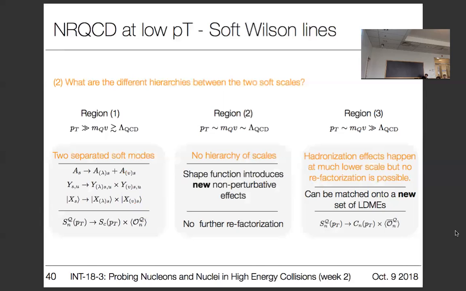And then there's region 3, which, if you're curious, you can ask what happens if MQ v is much larger than lambda QCD. Usually it's about 1.5 GeV. I wouldn't think that this is much larger than lambda QCD, but if you take it to be much larger, then you can match the soft mode into a matching coefficient, and a new set of LDMEs that is different from what we have been fitting all this time in NRQCD.